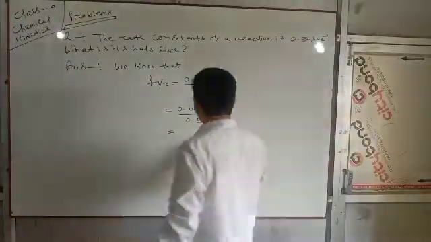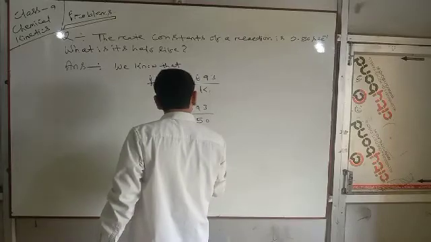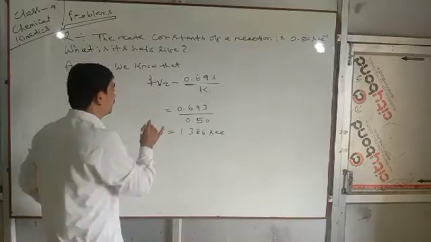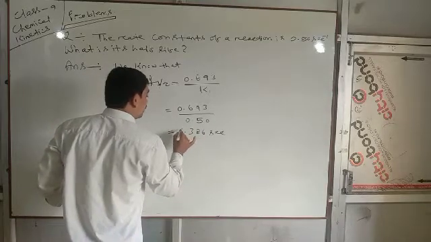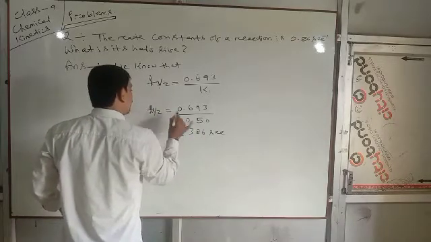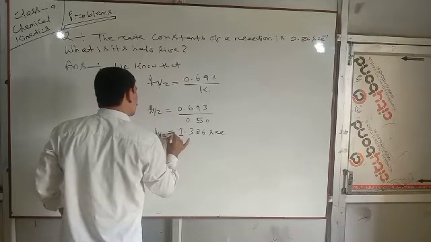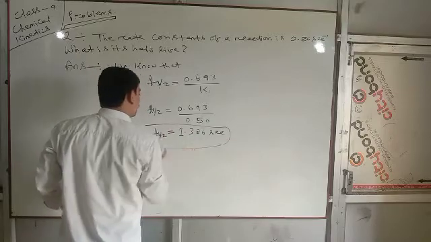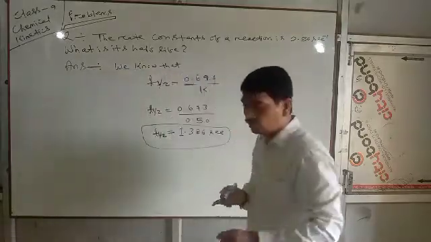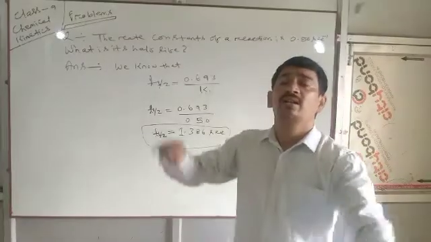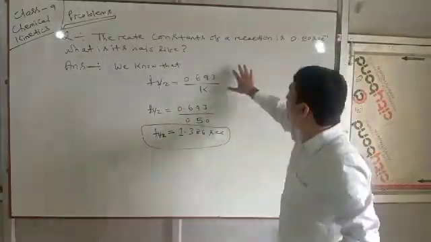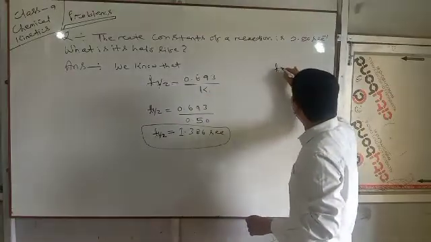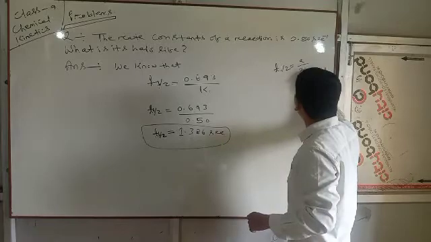I am writing the answer: 1.386 second. You calculate this and check. I am writing the approximate value. So t half equal to this. This is the answer. In this pattern of questions, for half life, this is the formula for first order. For zero order, half life is equal to a by 2k.